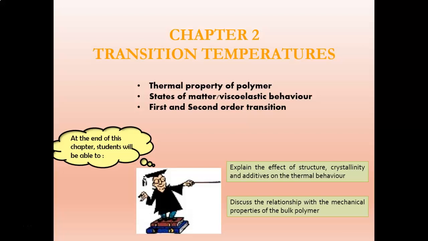For today's lecture, we will cover chapter 2, which is transition temperature. In this chapter, the subtopics are the thermal property of polymer, states of matter or viscoelastic behavior, and first and second order transition. In this chapter, we take up the subject of the glass transition, whereby a polymer liquid is cooled in such a way as to solidify without adopting a crystalline packing.